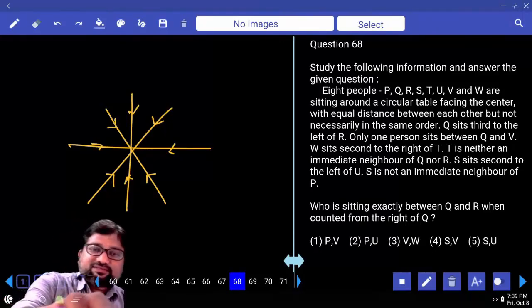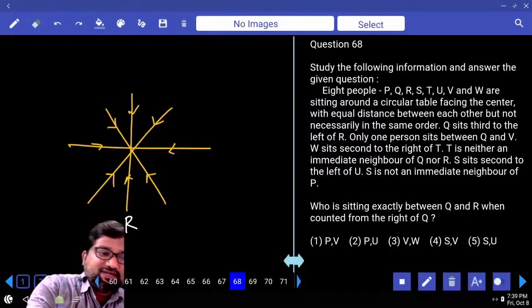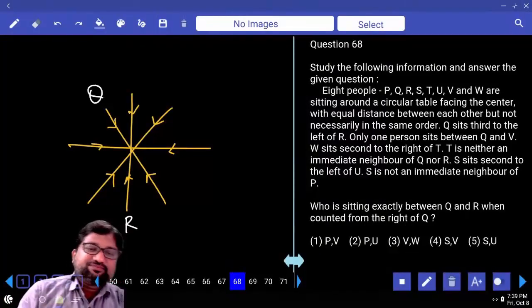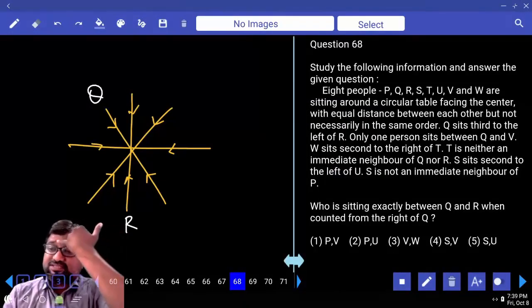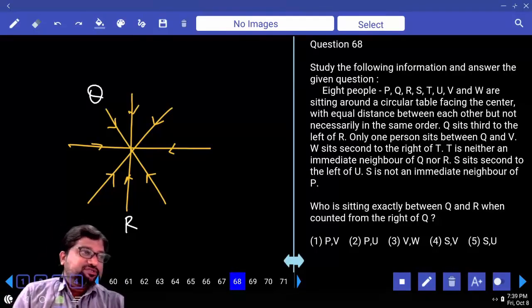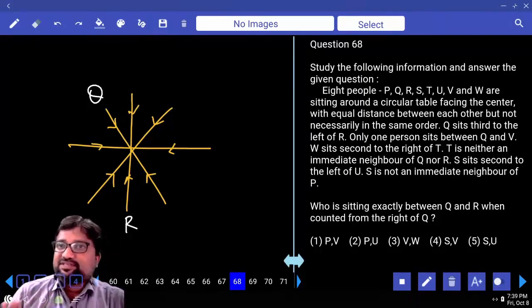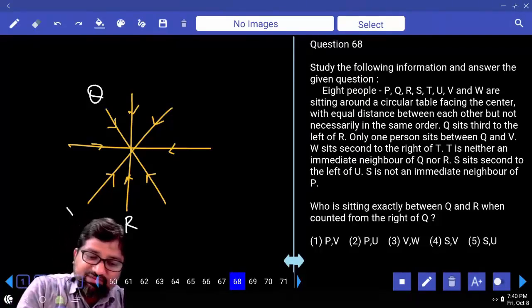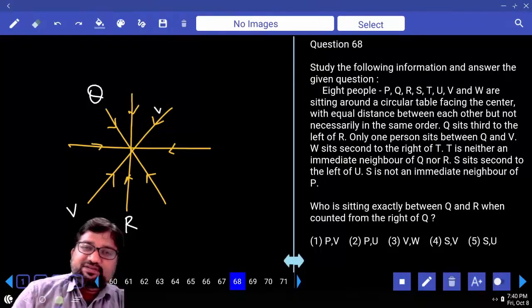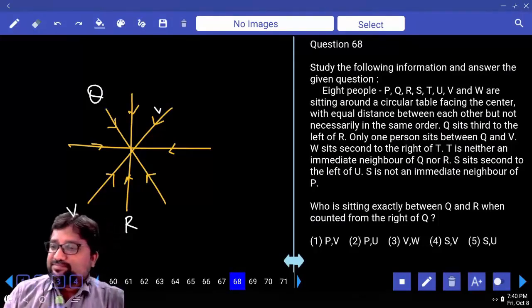Q sits third to the left of R. This is R, 1, 2, 3. This is Q. Done? Next. Only one person sits between Q and V. How many possibilities will I get? So will I split this question into 2 cases, or I'll just wait and see? We'll go with one case first, and if you don't get the answer, we still have a possibility where we can go for the other case. Yes or no? Next point.